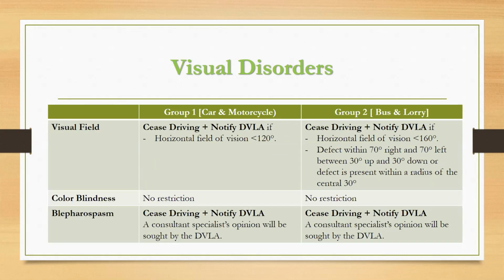Regarding the visual field, for Group 1, you should stop driving and notify DVLA if your horizontal field of vision is less than 120 degrees. For Group 2, you should stop driving and notify DVLA if your horizontal field of vision is less than 160 degrees, or if you have a defect within 60 degrees right and 60 degrees left between 3 degrees up and 3 degrees down, or a defect within the central 30-degree radius. For color blindness, there is no restriction for either group.